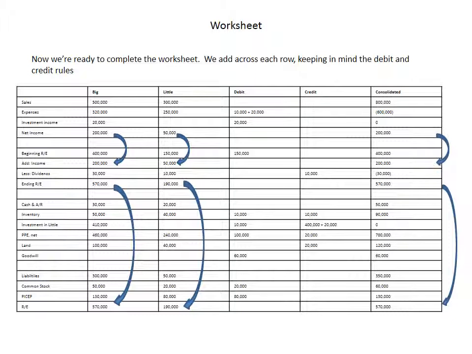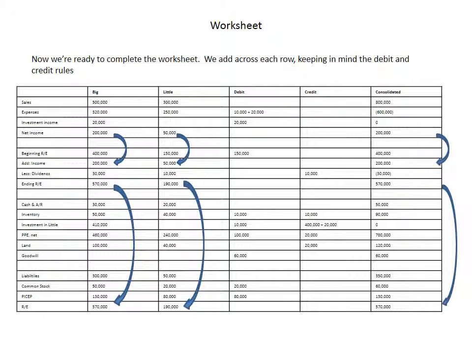Property, plant, and equipment net, as reported, we had 460,000 plus 240,000, or 700,000 total. We added 100,000, and then we took away 20 because we depreciated part of it. So that gives us a total of 780,000. The land account, as reported, is 100,000 plus 40,000, or 140,000. Little's land was overvalued, so we credited or took away 20,000, which left us with 120,000 total. And finally, the goodwill, we created that of $60,000, and that sits on the consolidated balance sheet.